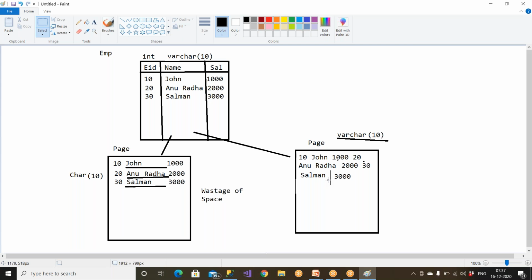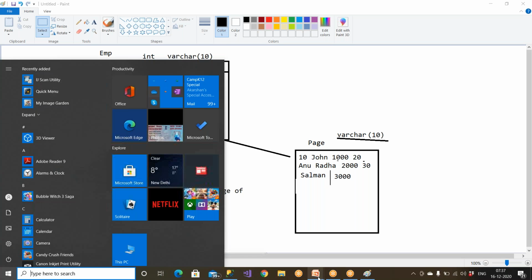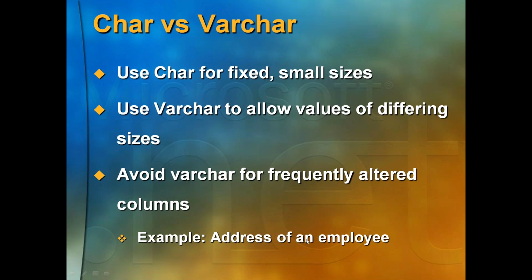Because of this, varchar is not so good for updated columns. Clear? So this is the point I was talking about, especially for the address. If there is an address column, don't say varchar 500.